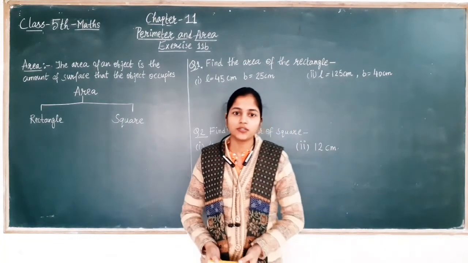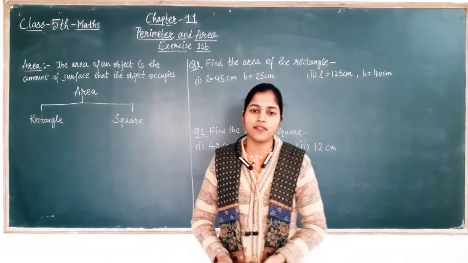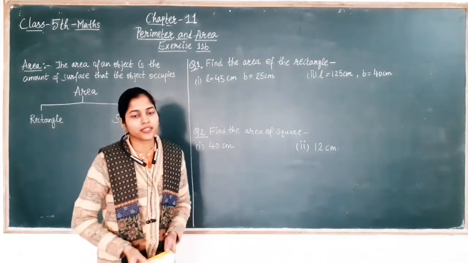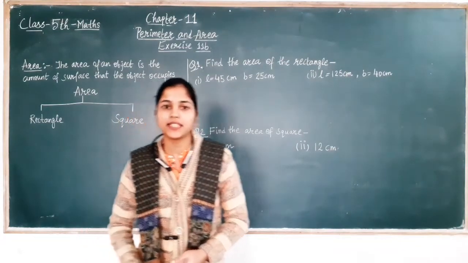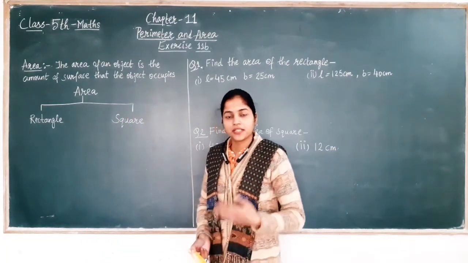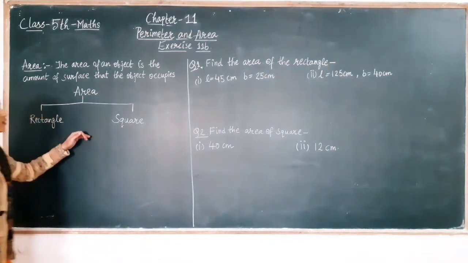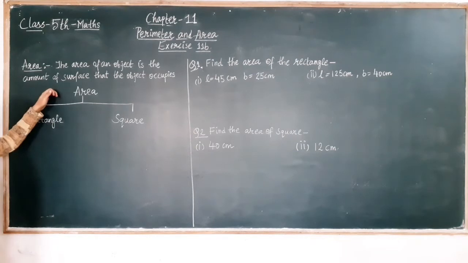So today we are going to start our new exercise, that is 11B. The name of the chapter is perimeter and area. In the previous exercise we completed up to perimeter, so today we'll start with area. Let us see the definition of area.